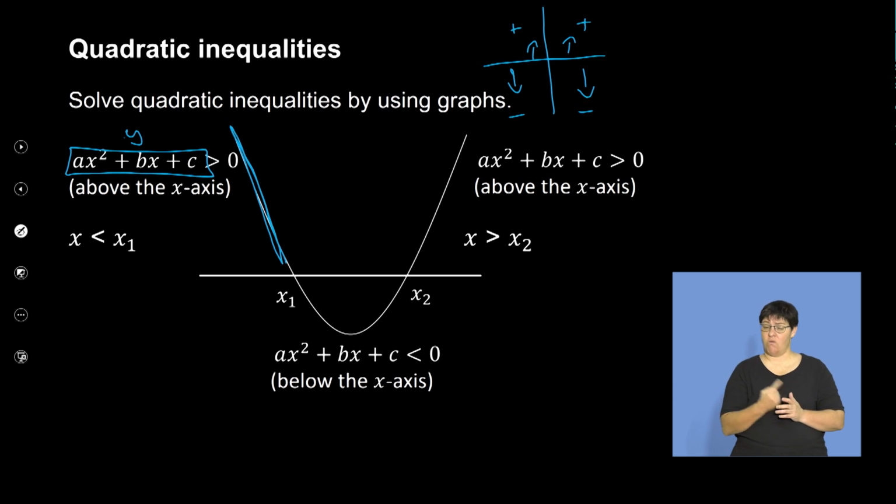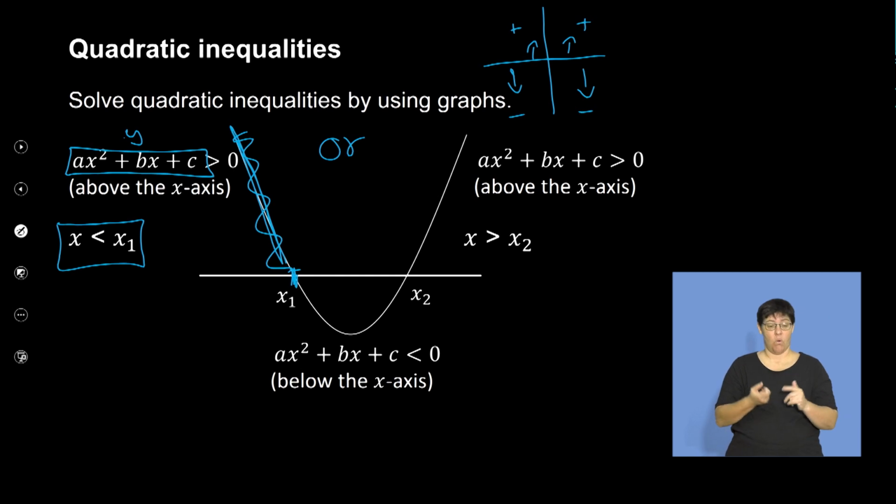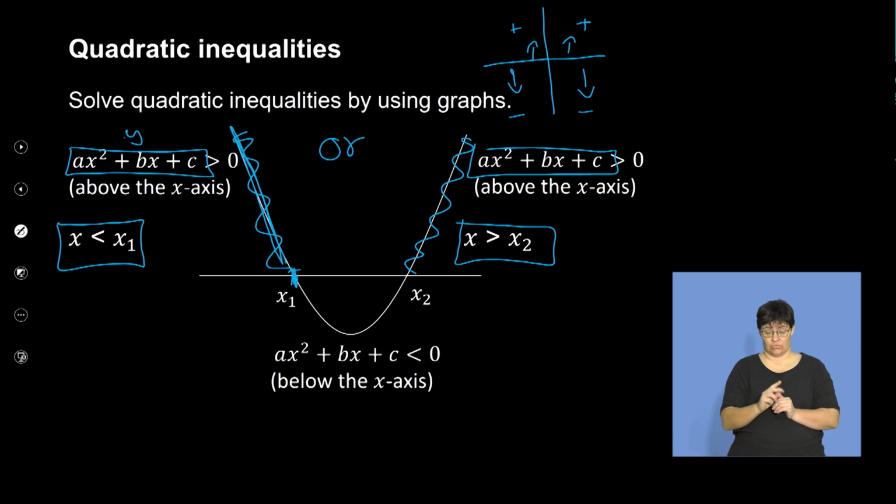But that's not the only one. So my first solution will be x is less than x1, whatever the x1 is there. And because I have another solution but in an opposite direction, I will then use the word "or", because it is either this arm here or that arm there. So you can't say this arm and that arm. That wouldn't really make sense. So on this side, you will then say x is greater than x2. So it's when this expression is also positive. Why? Because it is above the x-axis.